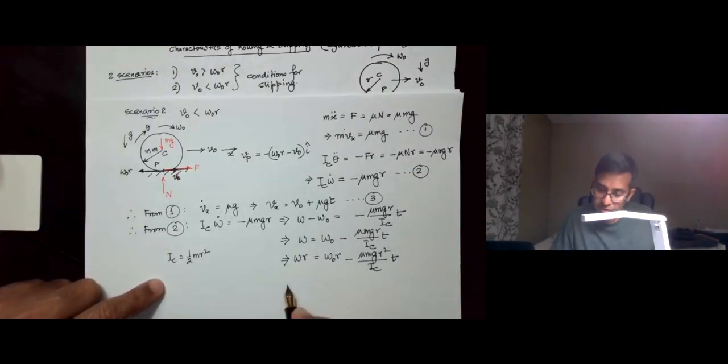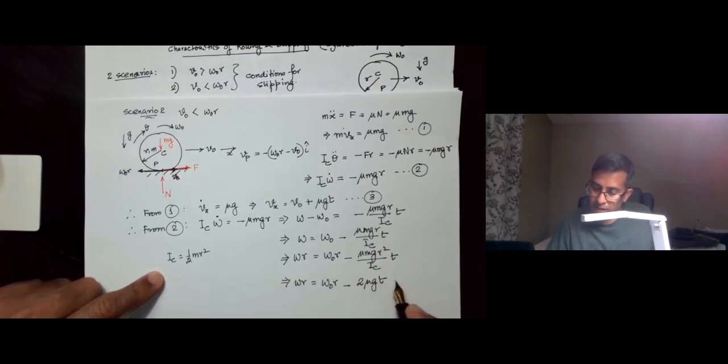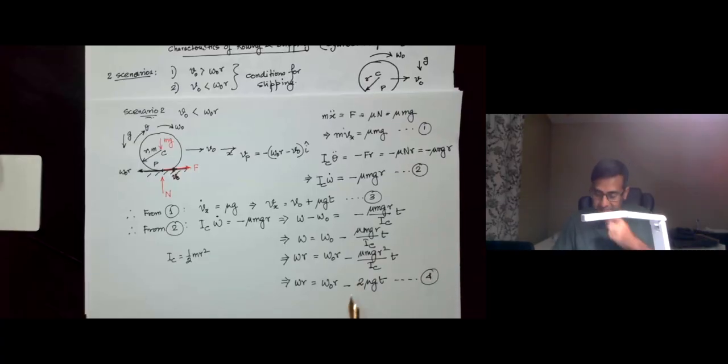So if we substitute that here, we are going to get omega r equals omega naught r minus, I'm going to substitute half mr squared, so it is going to become minus 2 mu gt. Okay, so that is going to be my equation 4. So again, we can see here that the angular velocity times r is going to reduce and the linear velocity is going to increase, right?